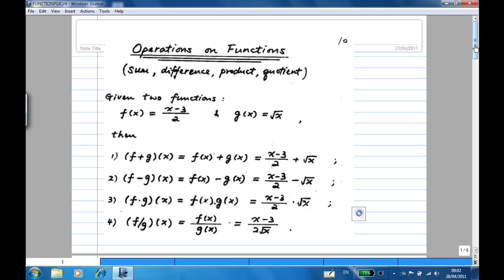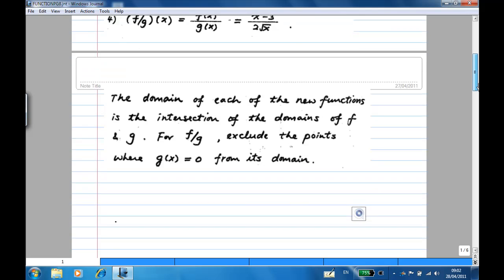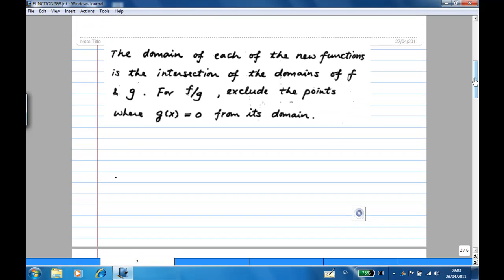But we know that a function has a domain and range. What is the domain if you sum up two functions? The domain of each of the new functions is the intersection of the domains of f and g. For the quotient, we must exclude the points where g of x equals 0 after you take the intersection.